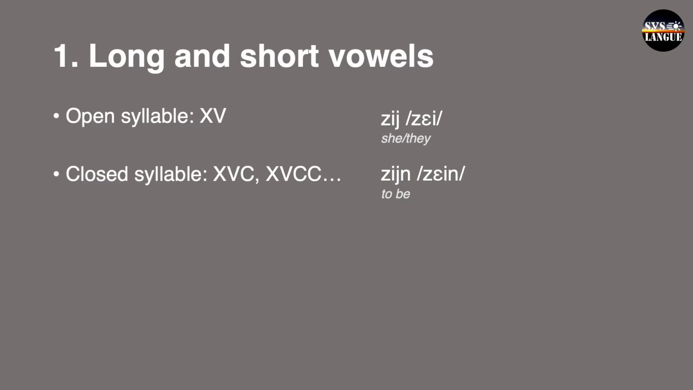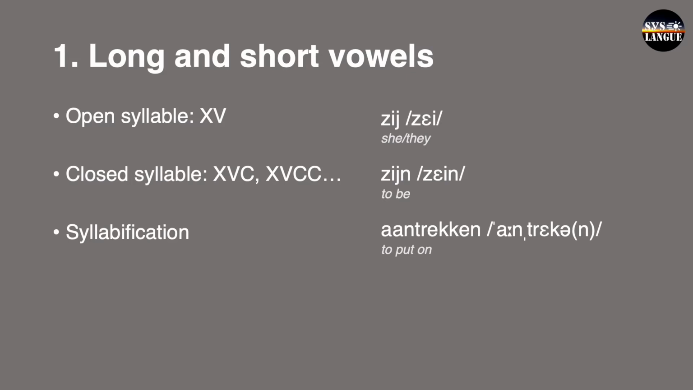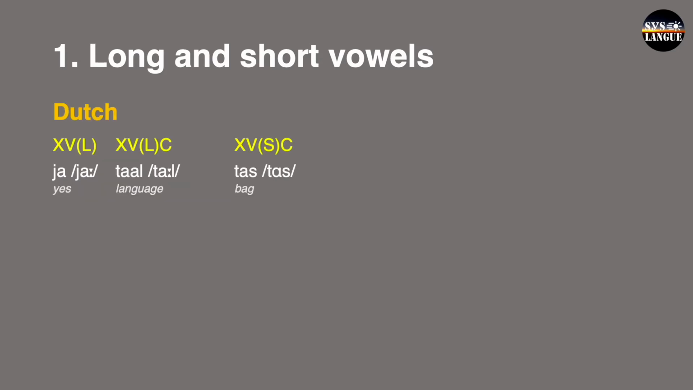Based on these, syllabification means how you can split a word into multiple syllables. Like for the Dutch word aantrekken, you can split it into 3 syllables. Note that you need to give one K to the previous syllable and another K to the last syllable, as in Dutch, a syllable shouldn't start with doubling the same consonant. Like many Germanic languages, Dutch distinguishes long vowels and short vowels.